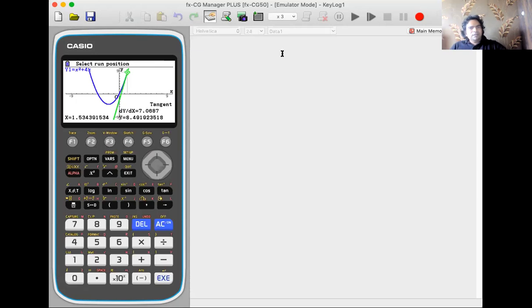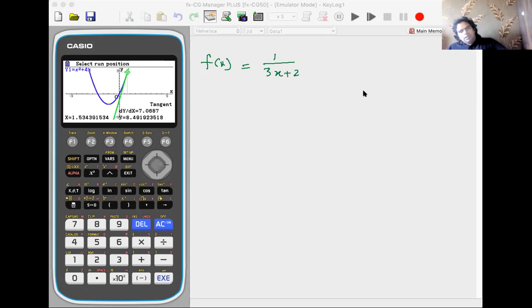and then we'll interpret the actual formulas that are there. So I'm just taking one more example, which is for a rational function. Let's say f of x is 1 over 3x plus 2. This is the function, and what I want to find out is the derivative expression for this.